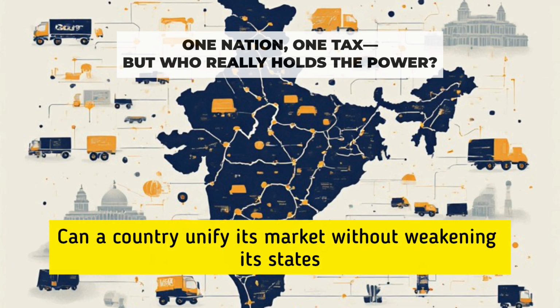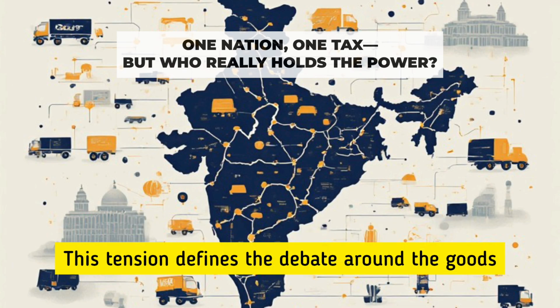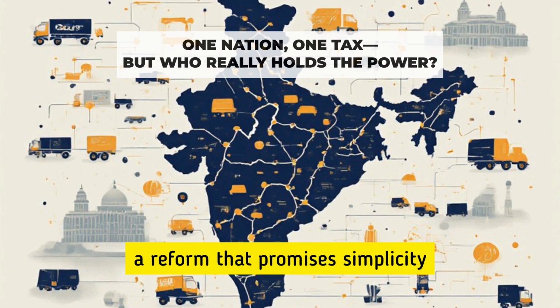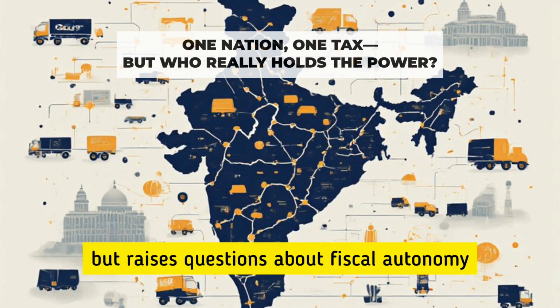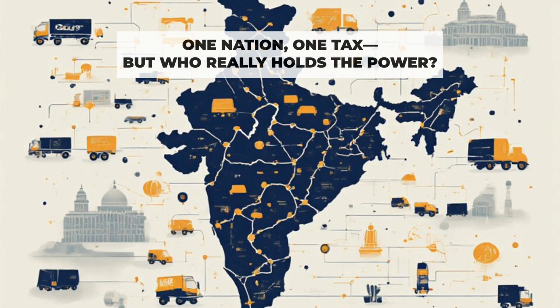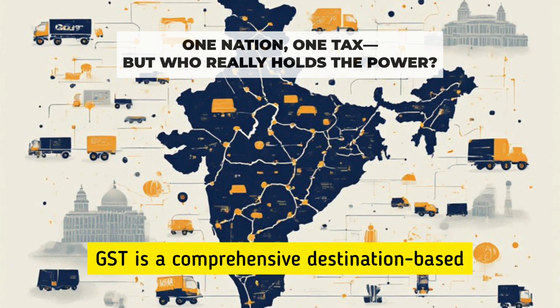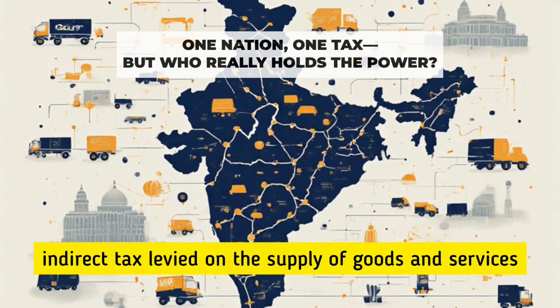Can a country unify its market without weakening its states? This tension defines the debate around the goods and service tax, a reform that promised simplicity but raised questions about fiscal autonomy. GST is a comprehensive destination based indirect tax levied on the supply of goods and services.